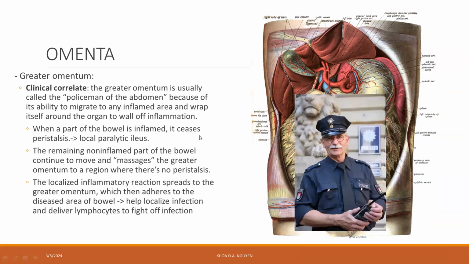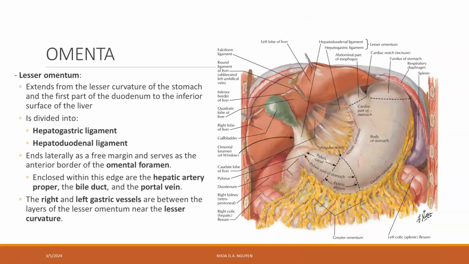All right, so now let's talk about the lesser omentum. The lesser omentum is this membrane right here, this membrane that has 2 parts. Part 1 extends from the lesser curvature, hence lesser omentum, to the liver. That is called the hepatogastric ligament. And then there's another part right here, extending from the proximal part of the duodenum all the way to the liver. You call that the hepatoduodenal ligament. So the lesser omentum is the hepatoduodenal ligament plus the hepatogastric ligament. All right, so that's the lesser omentum.